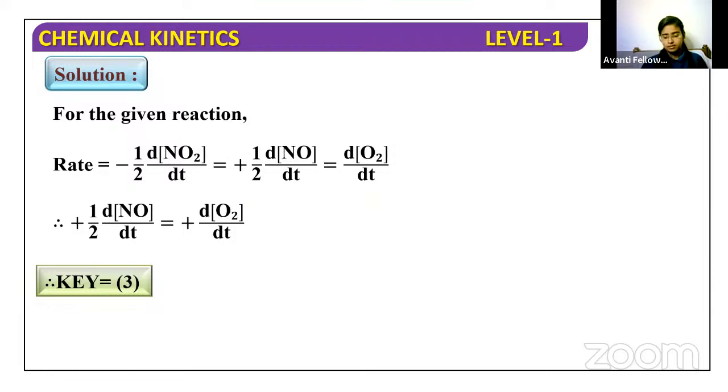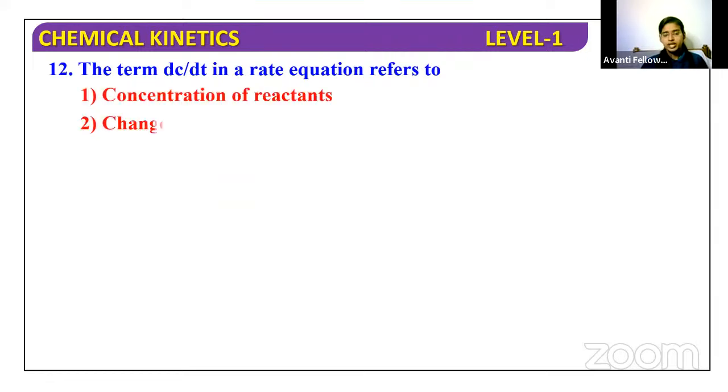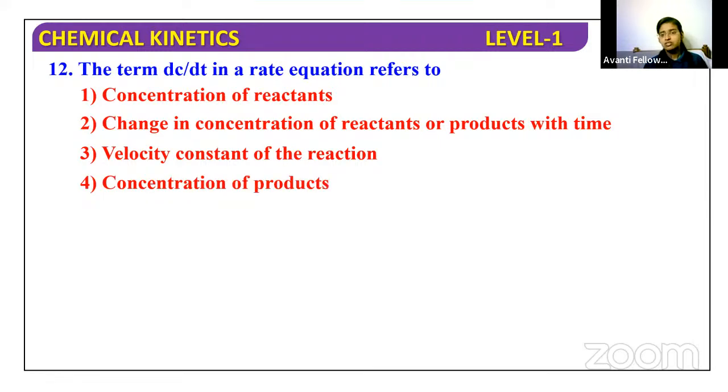Clear for all? Shall we move on to the next question? Okay. So question number 12. The term dC by dt in a rate equation refers to: concentration of reactant, change in concentration of reactant or product with time, velocity constant of a reaction, concentration of products.